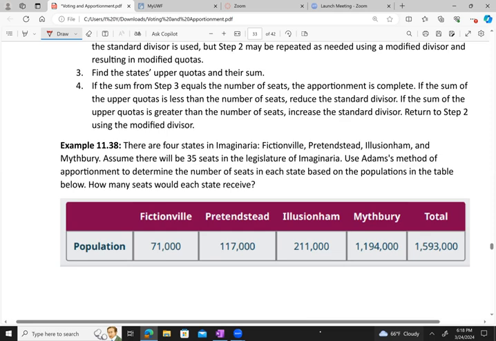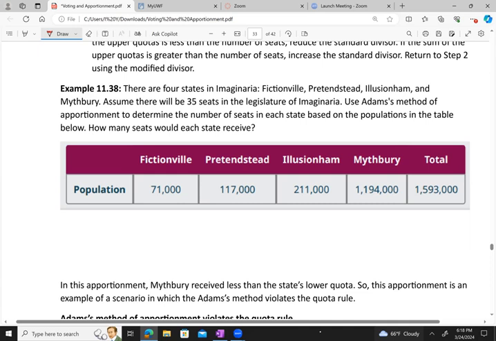Turn to step 2. So let's do Adams using our Imaginaria 4 states. Recalling standard divisor of 45,514 and standard quotas 1.5599, 2.5706, 4.6359, and 26.2335. Recall, we're getting this by dividing the population by the standard divisor.